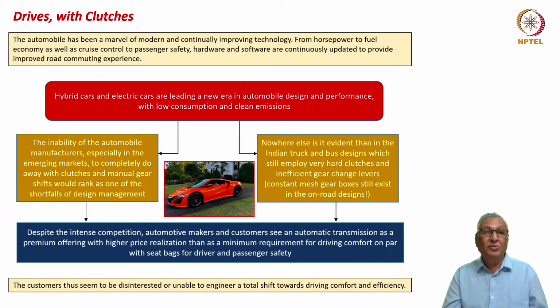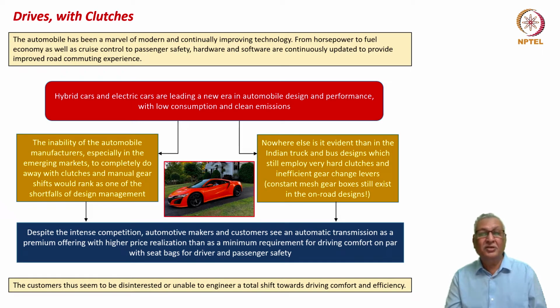Let's look at automobile mobility. The automobile has been a marvel of modern and continually improving technology. From horsepower to fuel economy, as well as from cruise control to passenger safety, hardware and software are continuously updated to provide an improved road commuting experience.